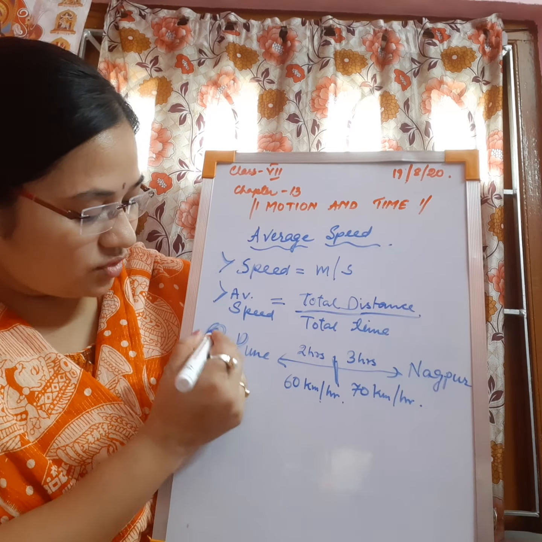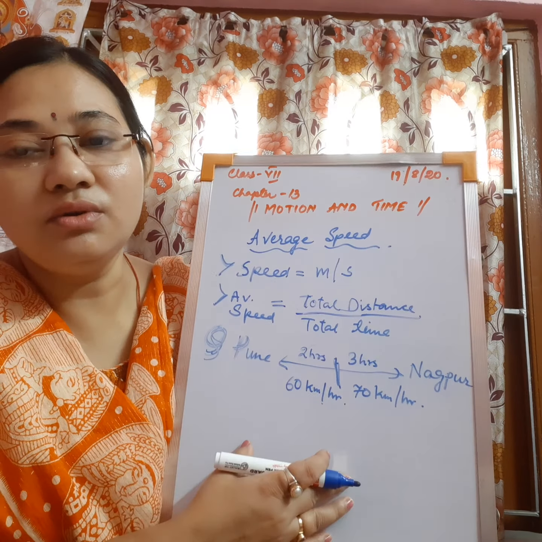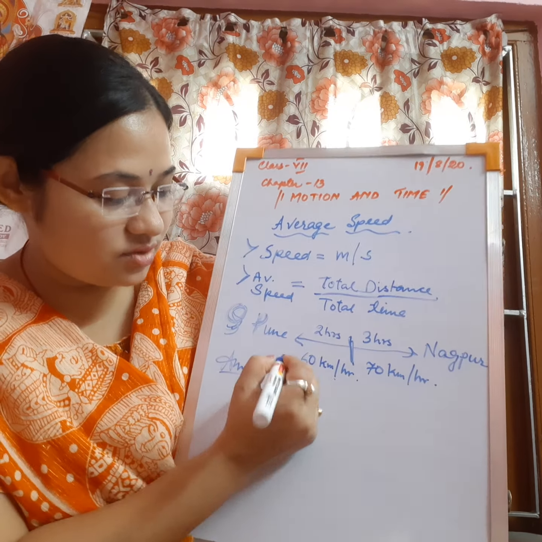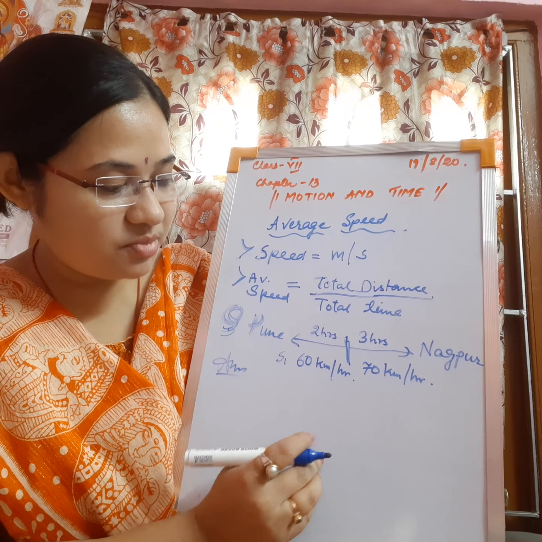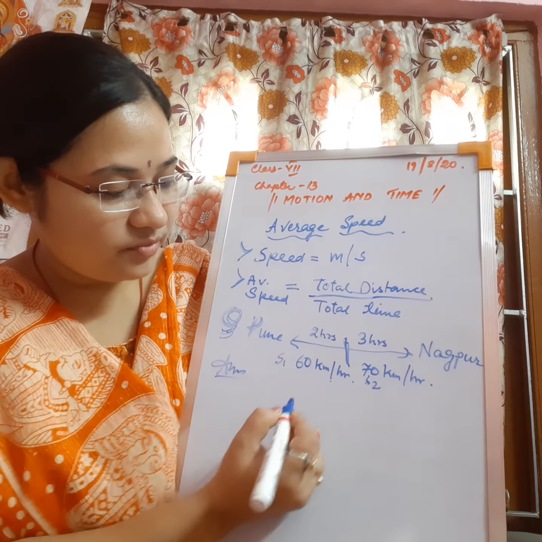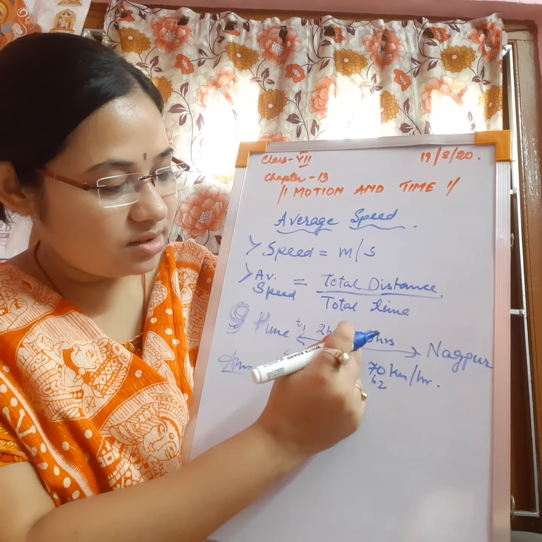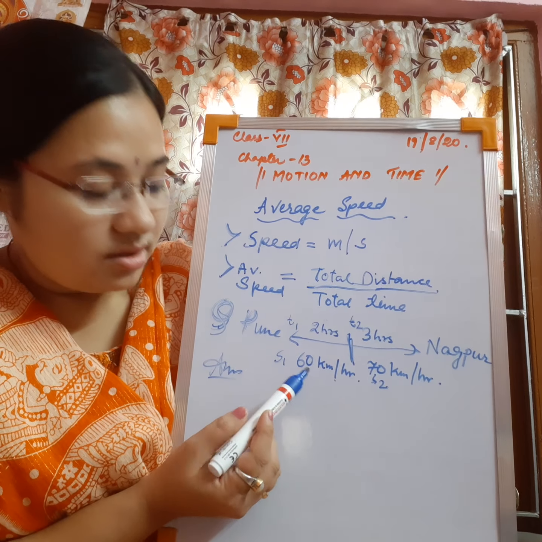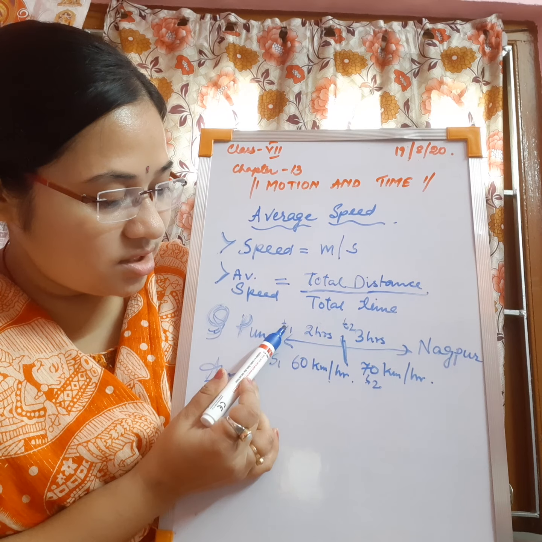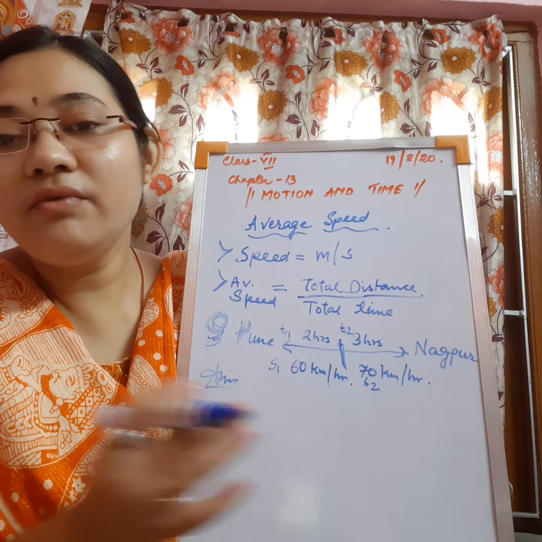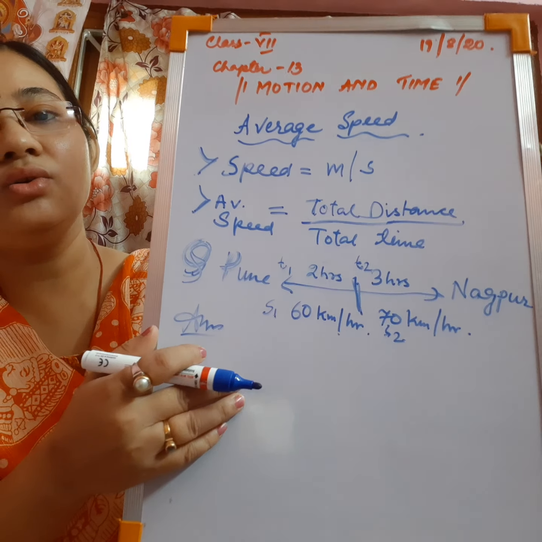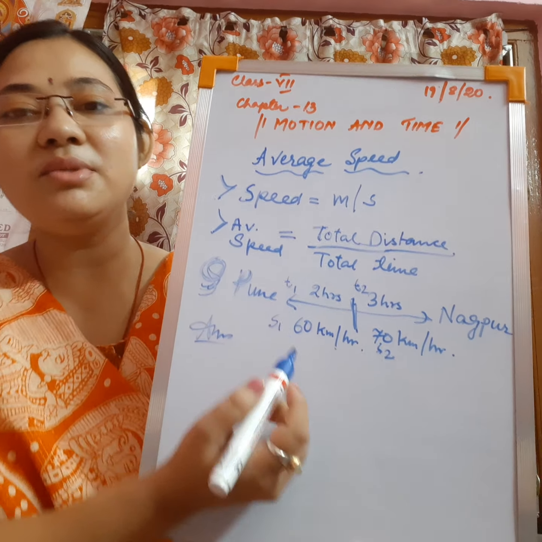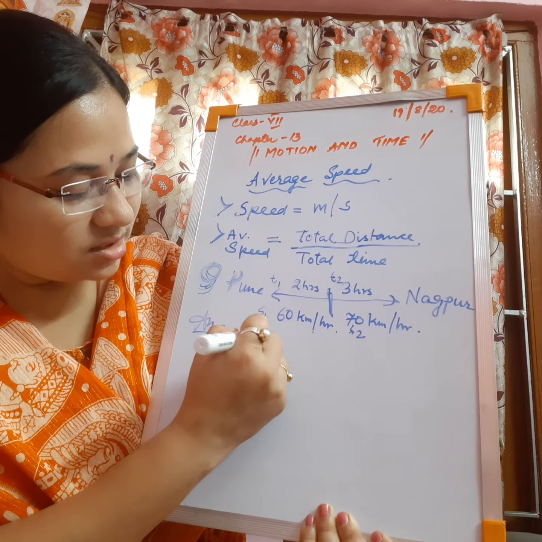Now we have to calculate the average speed of Rahul. Suppose this is speed 1, this is speed 2, this is hours, so T1, this is T2. S1 is given, T1 is given, we will calculate D. For finding average speed we need total distance and total time. Total time is easy, so let us calculate the total time that Rahul is taking.